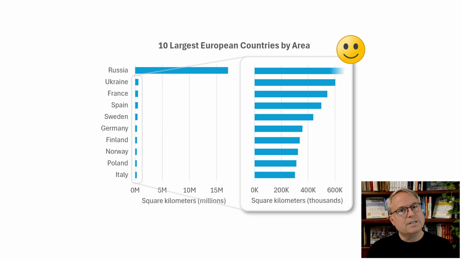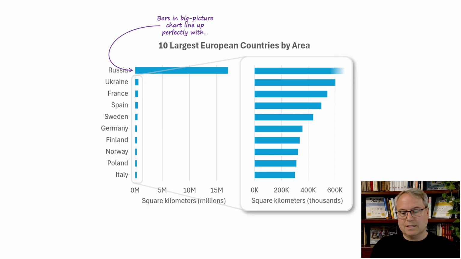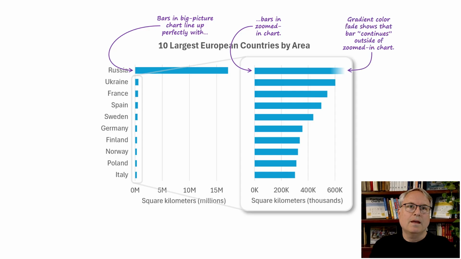Now, there are some kind of subtle design aspects to this which make it work fairly well. For example, the bars in this big picture chart line up perfectly with the bars in the zoomed in chart. This depends on the chart type. If it's a stacked bar chart or something, you can't really do this, but in many cases you can line up the elements in the big picture chart with the zoomed in chart, which is a good thing to do.